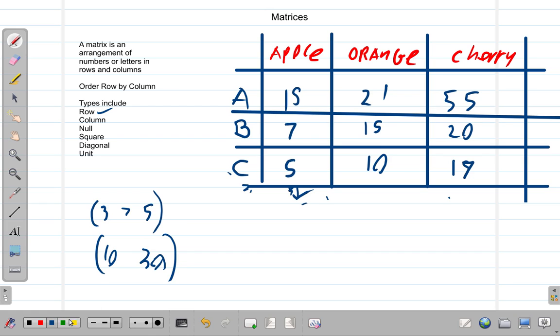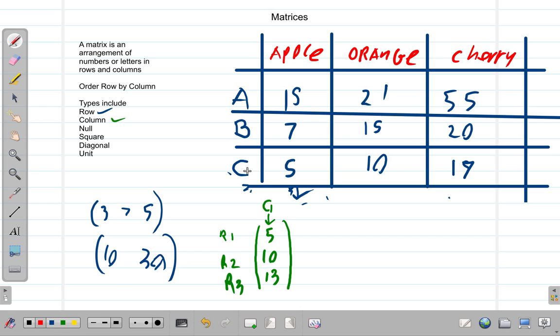What about the column matrix? Well, you guessed it. It has one column. Suppose you have 5, 10, 13. You have 3 rows. Right? Row 1, row 2, row 3. 3 rows. But only one column. So this is a column matrix. All right? One column. So that's a column matrix.